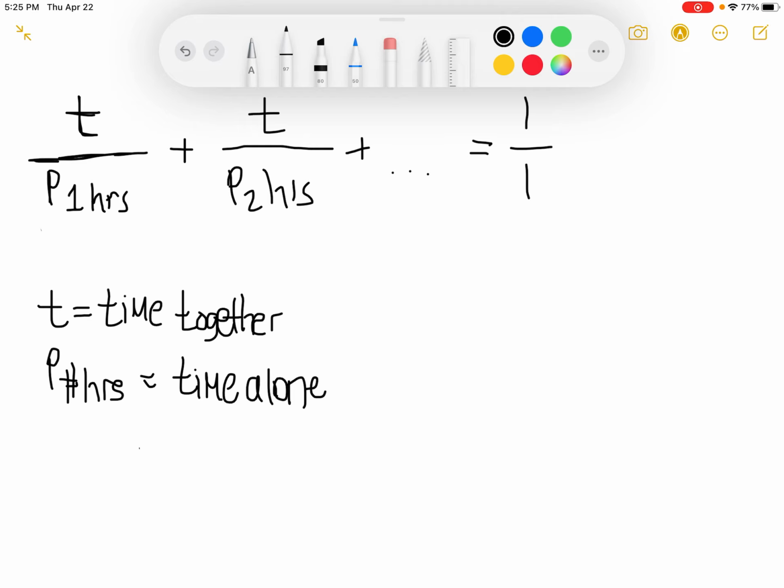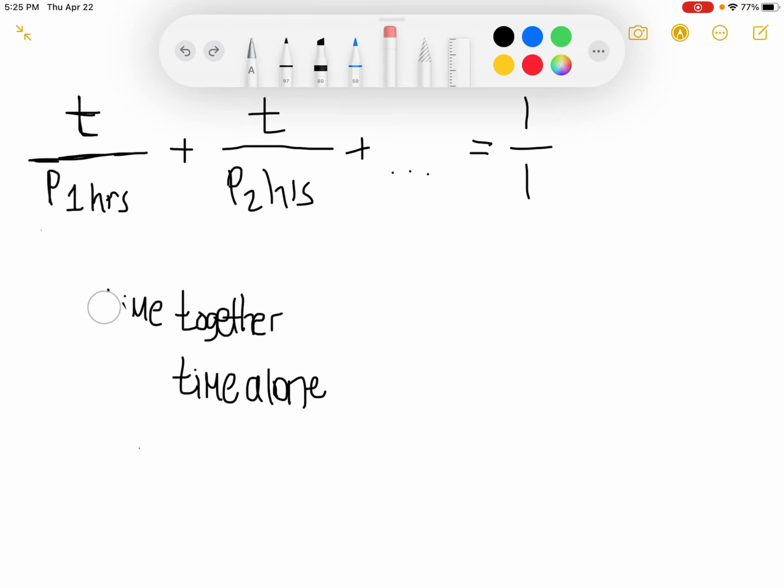Okay. And then here you have equals 1. These dots mean it could be however many people there are in the word problem. This means 1, 2, and then there could be 56 for all I care. It just means continue that equation for however long it is. So, time together, and how long it takes someone to do something alone. That's what you plug in for the equation.